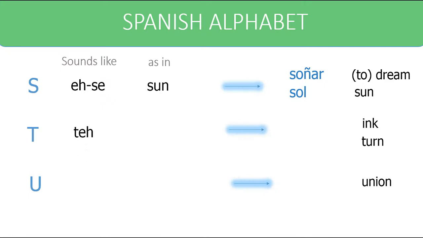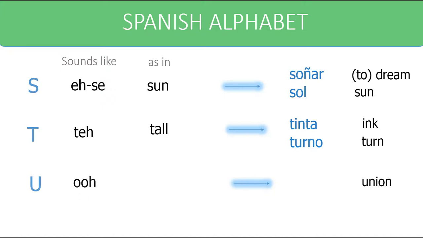Next we have the letter T, which in Spanish sounds like "te," similar to the one in "tall." An example will be the word "tinta," that means ink. Another example is the word "turno," that means turn.